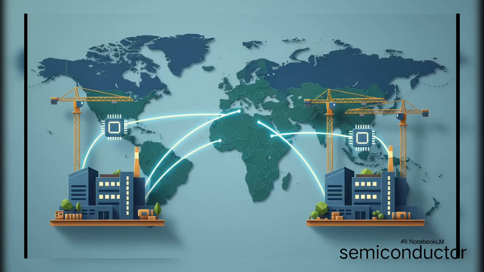Countries all over the world suddenly realized they were dangerously dependent on just a few places for their chips. And that sparked this global race for what they call supply chain resilience, with nations like the US, Europe, and India now investing billions and billions of dollars to bring chip production back home.